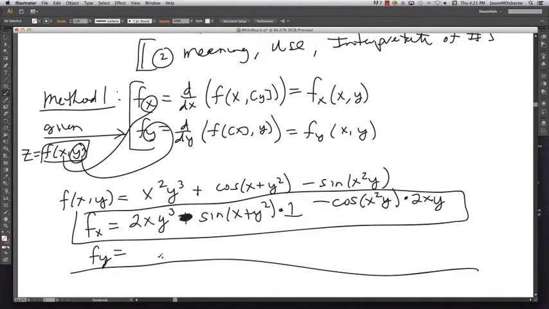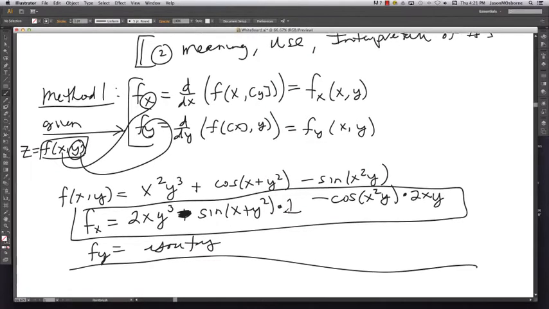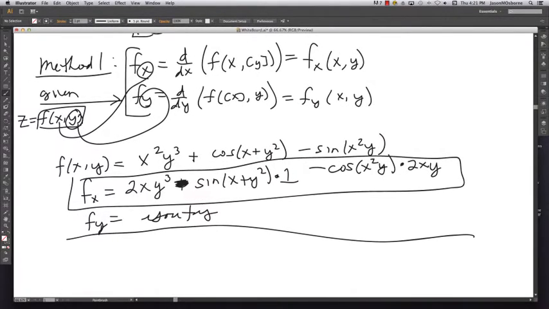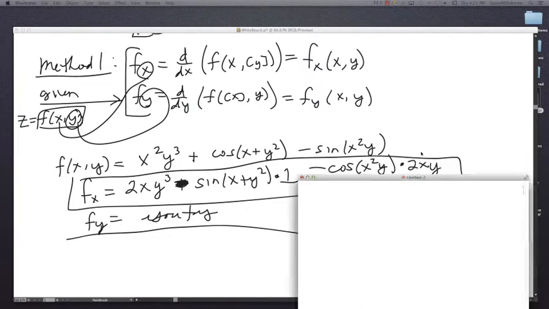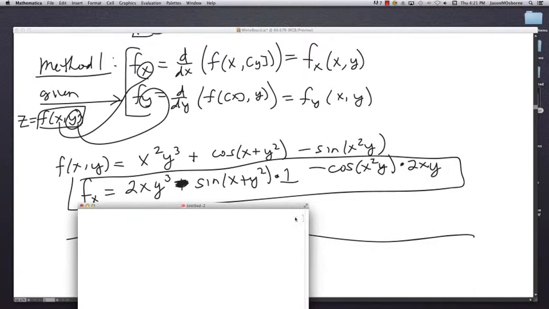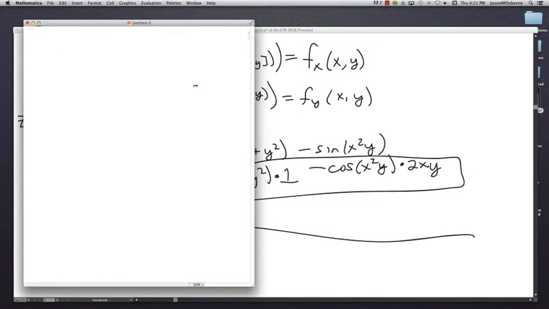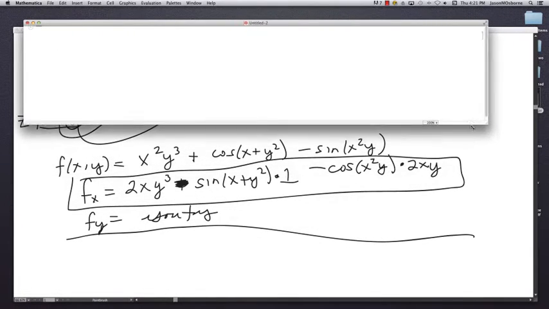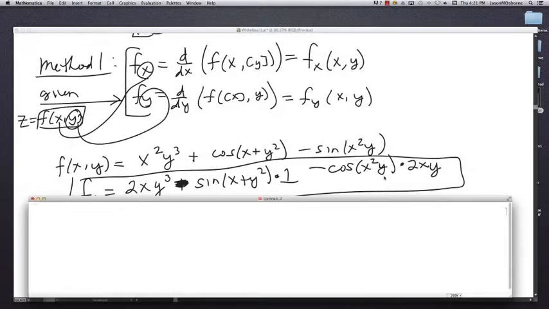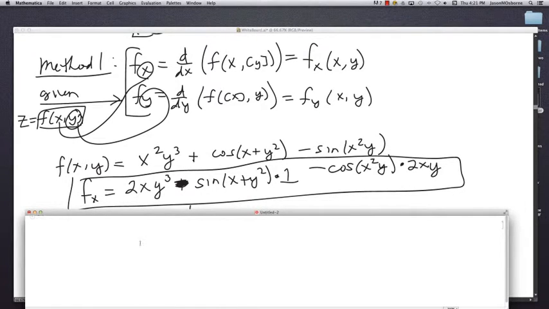And I will leave it for you to try to compute the partial derivative with respect to y. Let me at this moment show you how to check your answer in Mathematica. So here is a Mathematica window. Let me make it a little longer and skinnier here. Again, you had to be given a function f of x and y before you can compute some partial derivatives. So go ahead and make your function f of x and y.